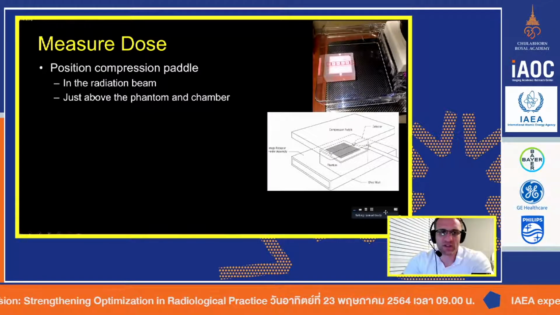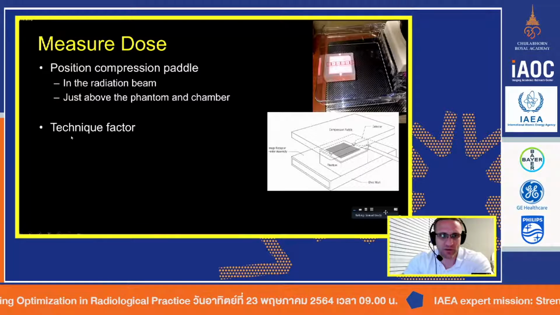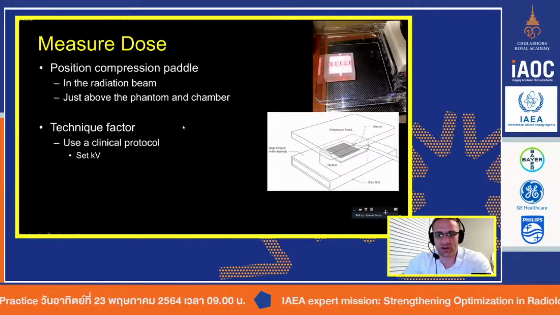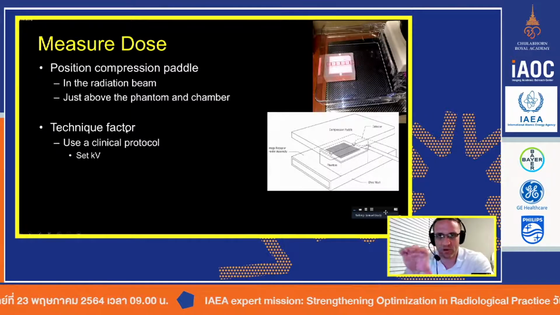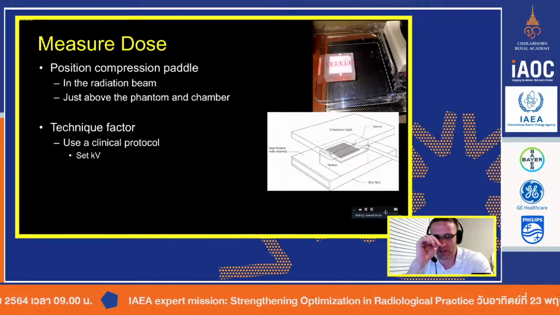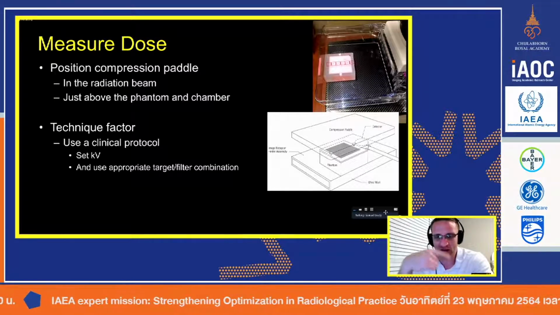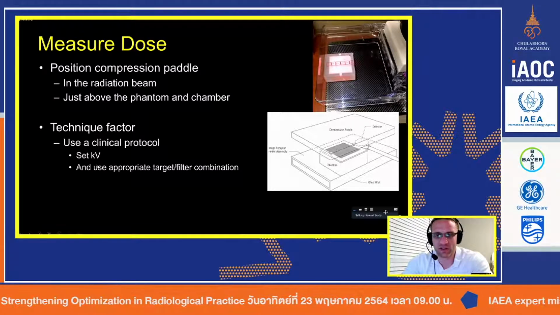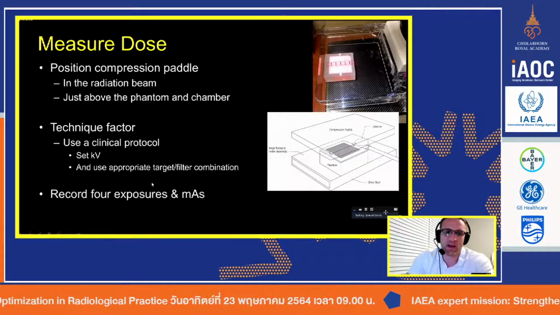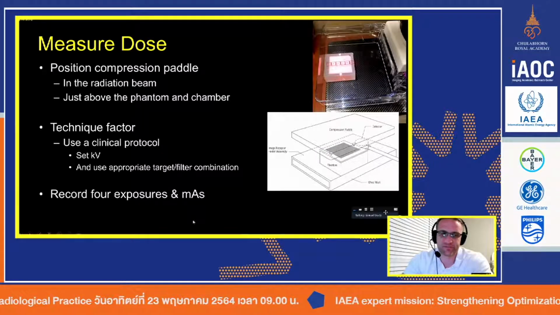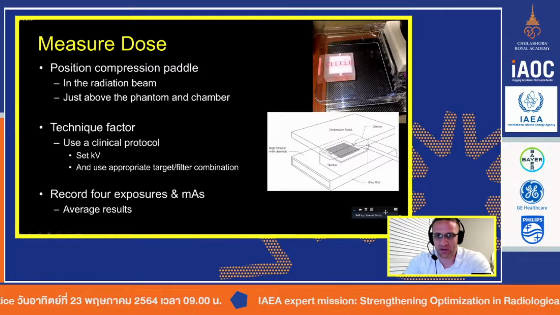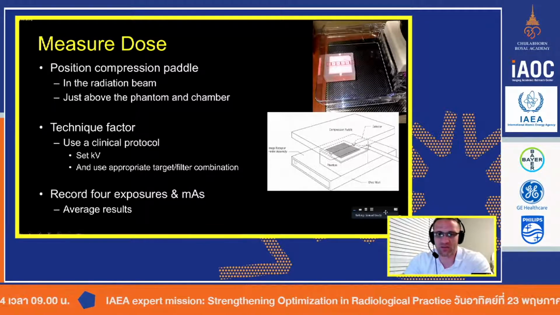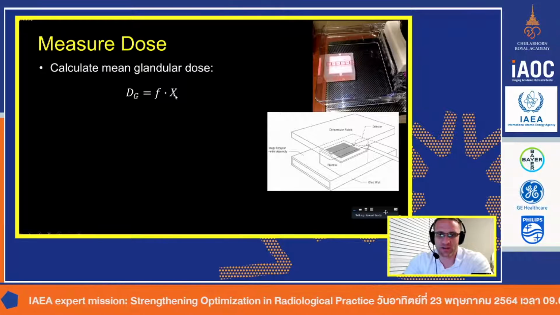All right, I already talked about the compression paddle. Here we go. We obviously need to use clinical protocols. So you would go in based on your 4 to 6 centimeter patient protocol. You would set the kV and you would let the AEC then run the mAs. The system would pick the target and filter based on the kV you've established in the protocol. And then you'll make multiple measurements, usually 4 or so, and then you average them together, and that will be your exposure for this breast phantom, your exposure value X.